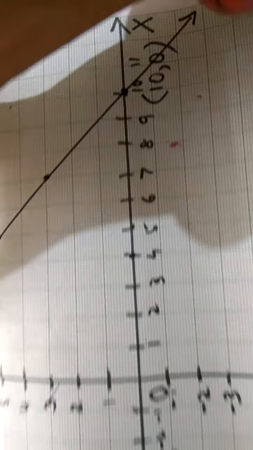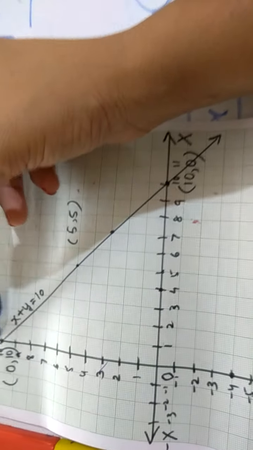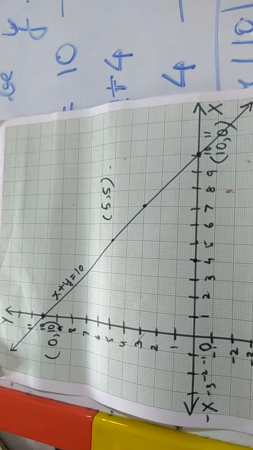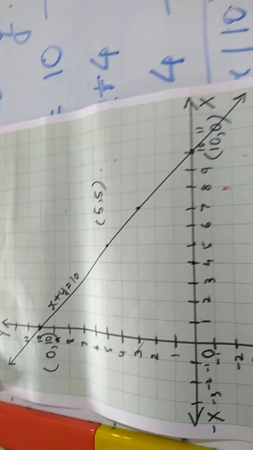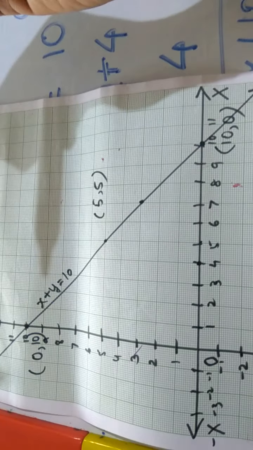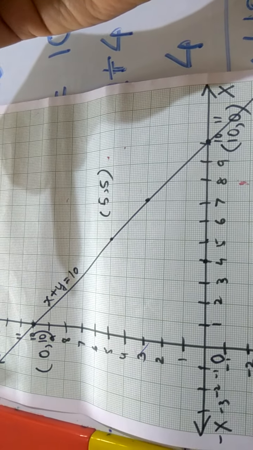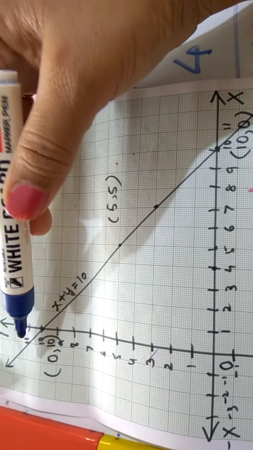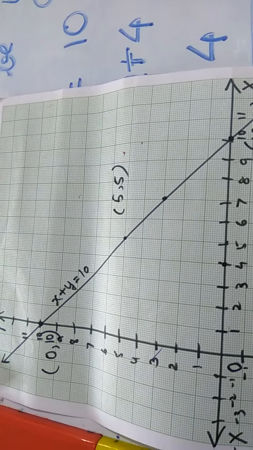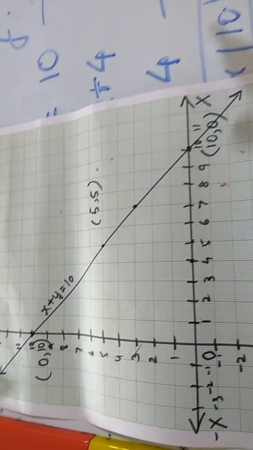Now I have joined these 3 points and drawn a straight line. Then I have to write the equation which corresponds to this line. So the graph for the first equation is plotted. Now we will plot for the second equation.